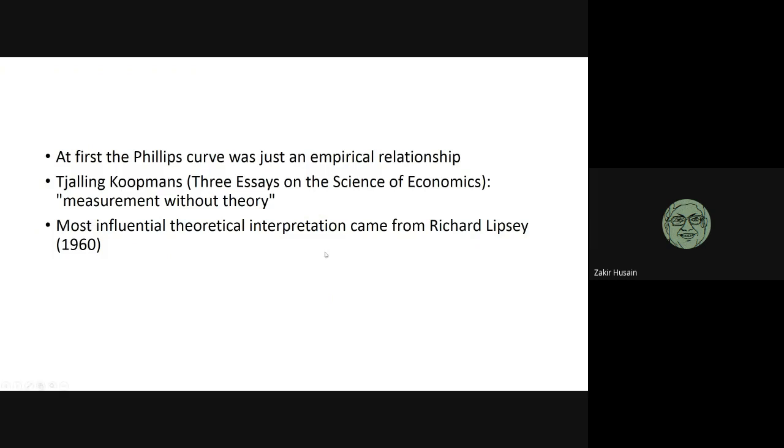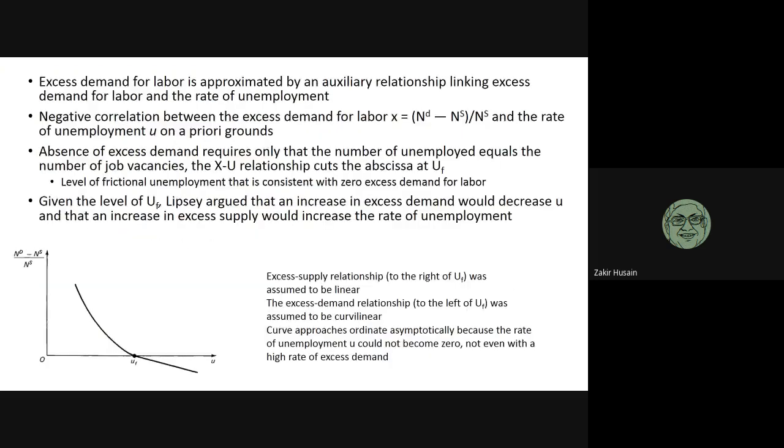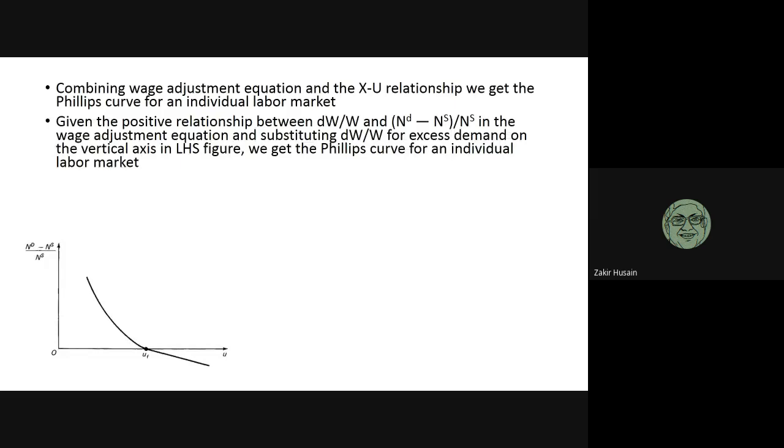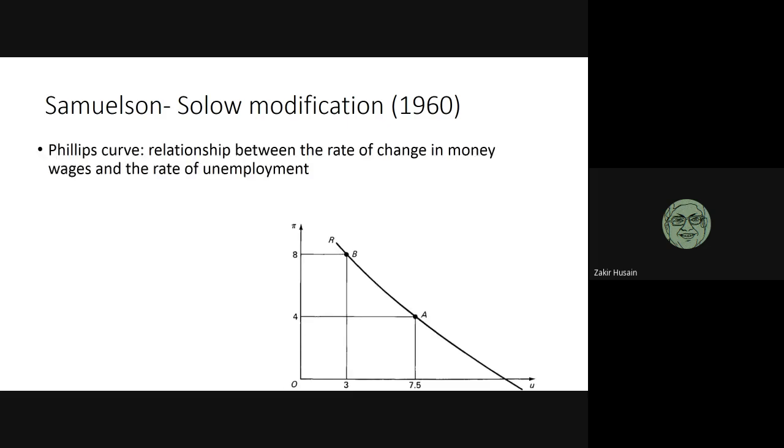Phillips's theory, however, was essentially measurement without theory. The most influential theoretical interpretation came from Richard Lipsey, who used the excess demand for labor model. I've already discussed this, so I'm not going into it. They showed using demand for labor, the labor market, why changes in wage rate are inversely related to changes in unemployment rate. Okay, then the next important development was the Solow-Samuelson modification, where the wage rate was replaced by inflation.